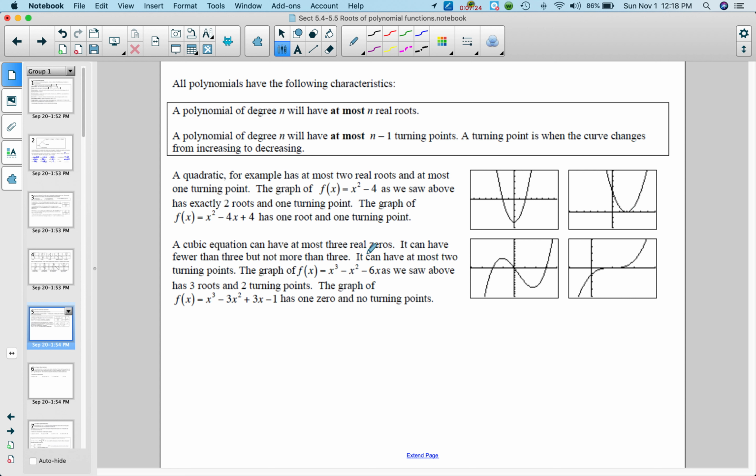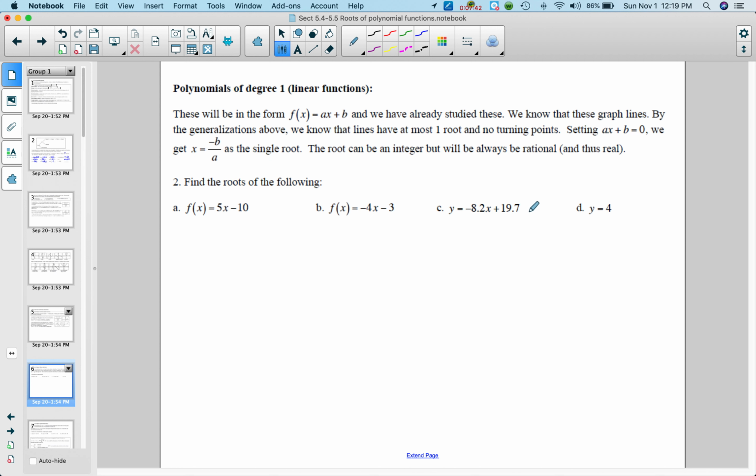A cubic equation can have at most 3 real zeros, and you see one here that has 3 real zeros. You also can see one that has only 1. And this one has 1 real zero and it has no turning points. So there's a variety of different ways that we can see that.